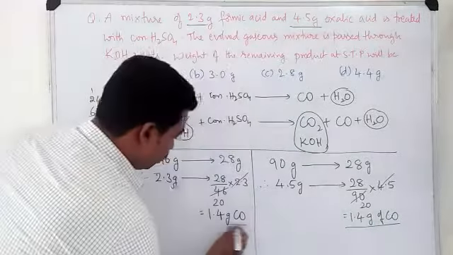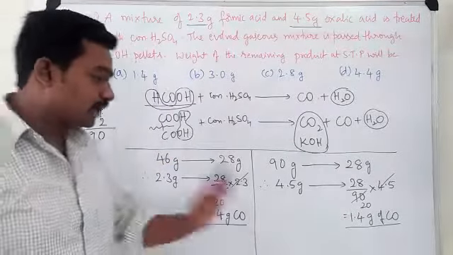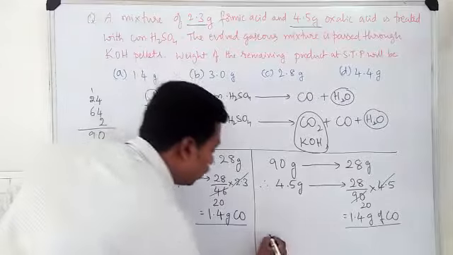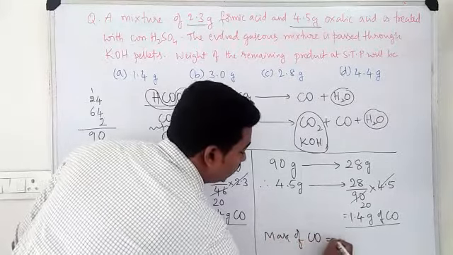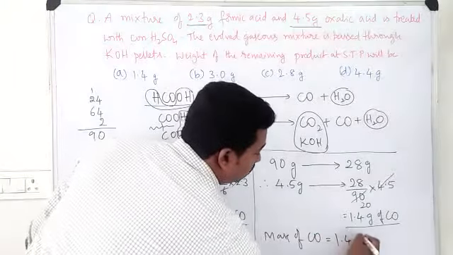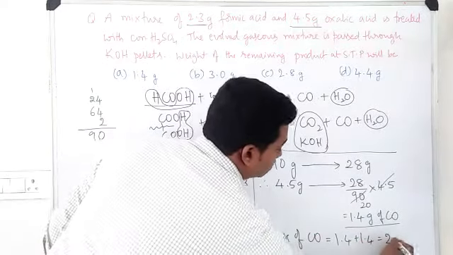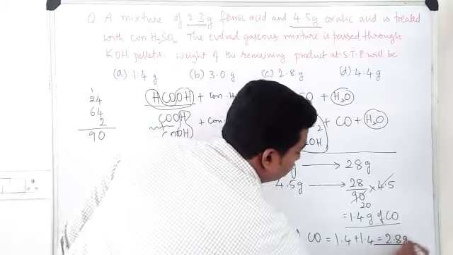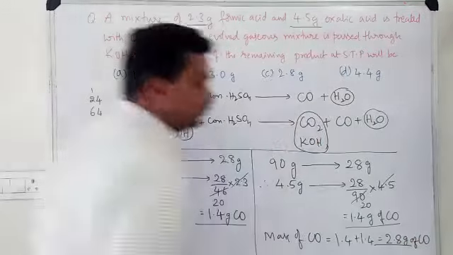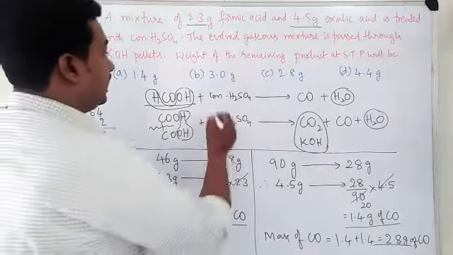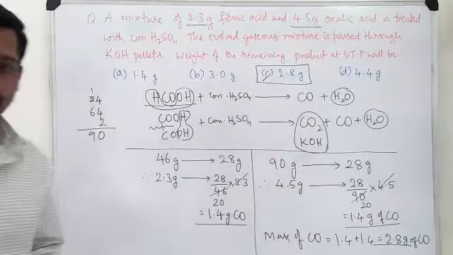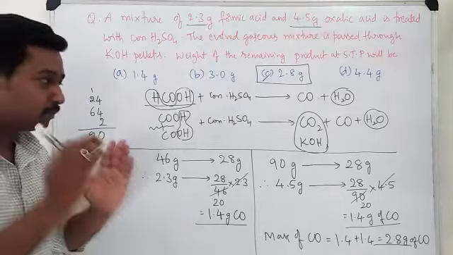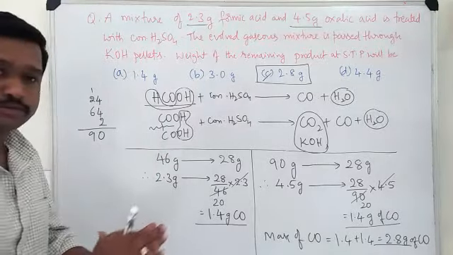Now from both the reactions I have 1.4 gram CO each. Therefore the total mass of CO formed will be 1.4 plus 1.4, which is 2.8 gram of CO. 2.8 gram of CO is in option C. Have a look at it, and if possible take a screenshot. It will be useful later.